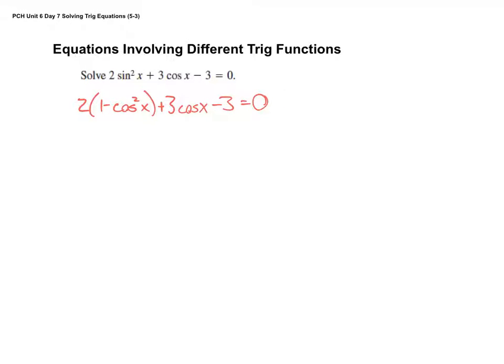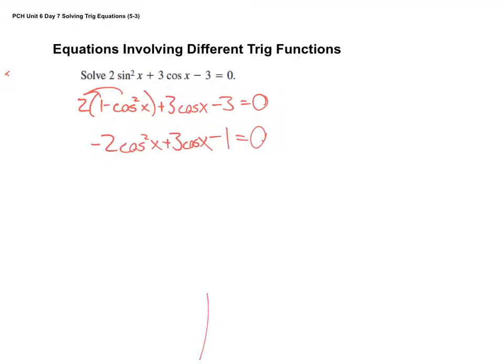Okay? Is everyone with me there? So, we have to distribute the 2, and we have a 2 minus a 3, that's a negative 1. Okay? We have 2 times a negative cosine squared, so that's a minus 2 cosine squared plus 3 cosine x, sorry. Okay?